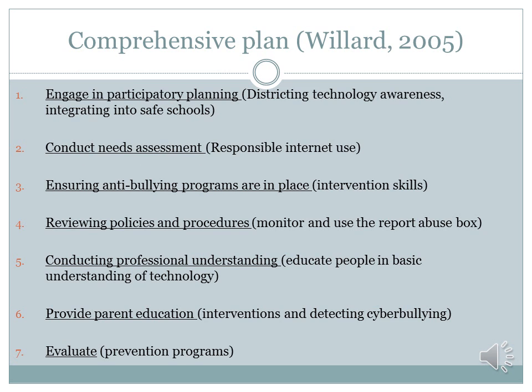Okay, so let's talk about the comprehensive plan in a bit more detail. Firstly, the plan is split up into 7 stages. You'd firstly engage in the planning, so district technology awareness, integrating into safe schools. You then conduct a needs assessment, so who is responsible for the internet use. Ensuring anti-bullying programs are in place, so you'd come up with intervention skills, as you'd need those skills in order to put these programs into place.